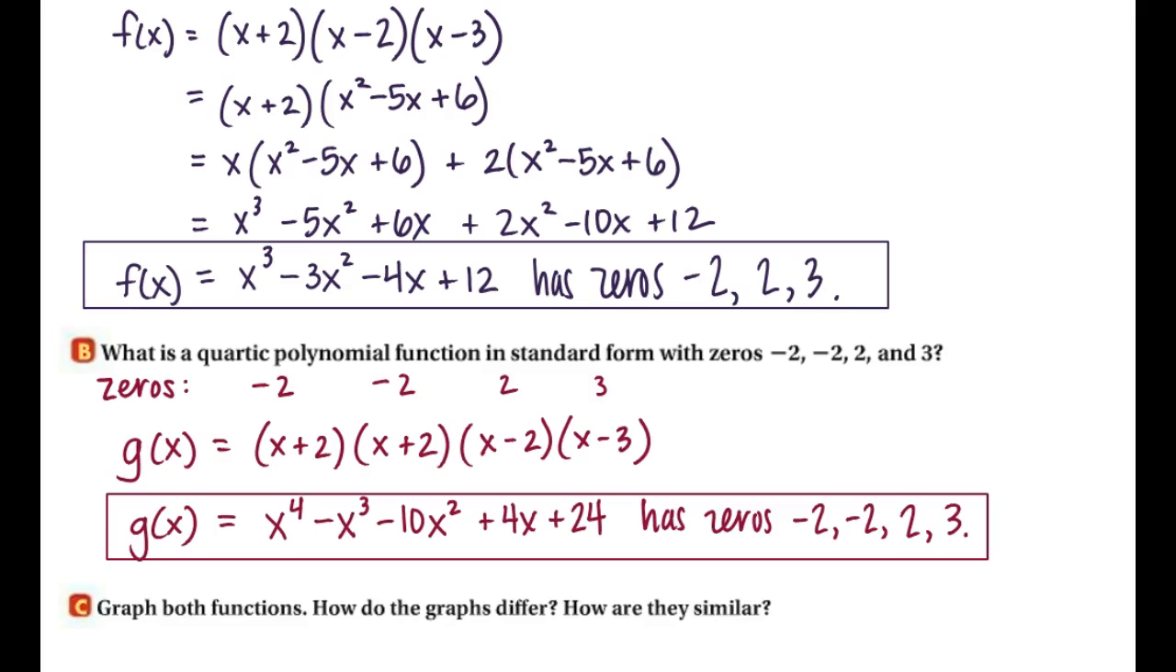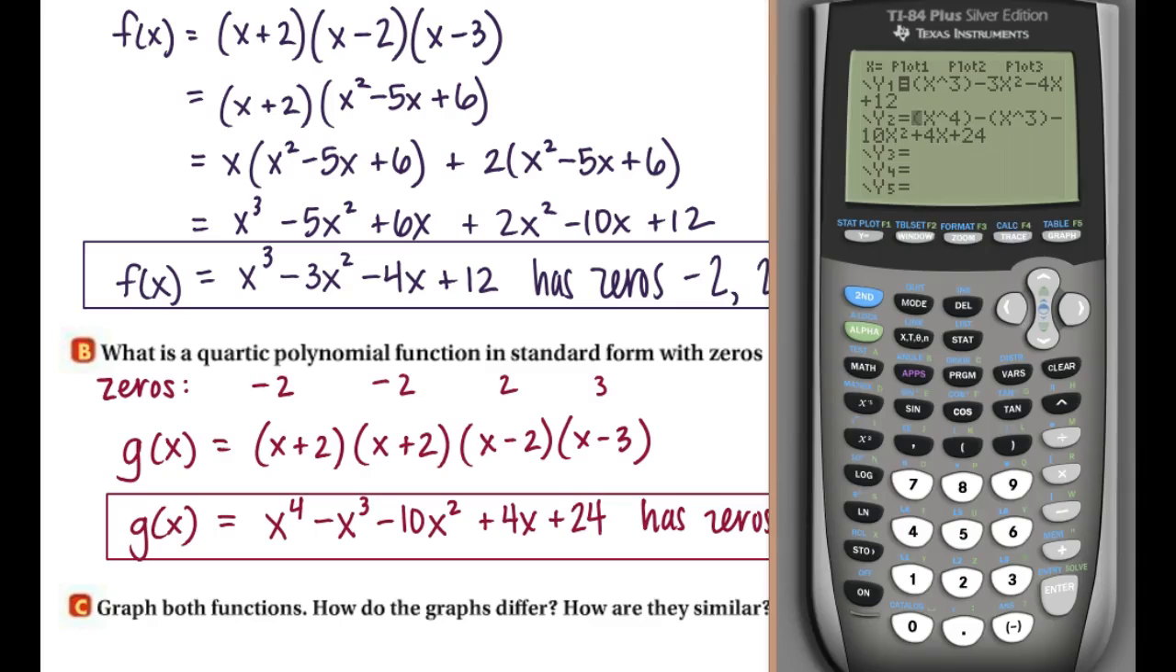Part C is asking us to graph both functions and discuss how the graphs differ and how they are similar. We're going to be using our graphing calculator to assist us in this process. So have out your graphing calculator and feel free to pause here to input both of the equations, f of x and g of x. Now that you have your equations inputted, make sure you just have y1 highlighted so that you're not graphing both at the same time. So press trace and let's see what it looks like.